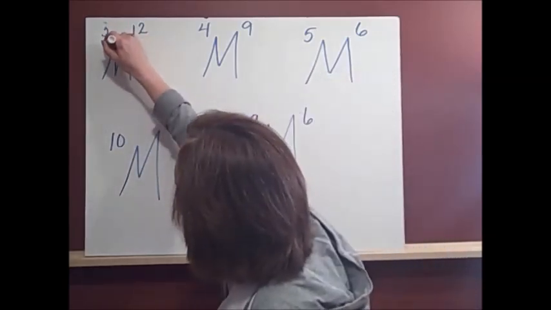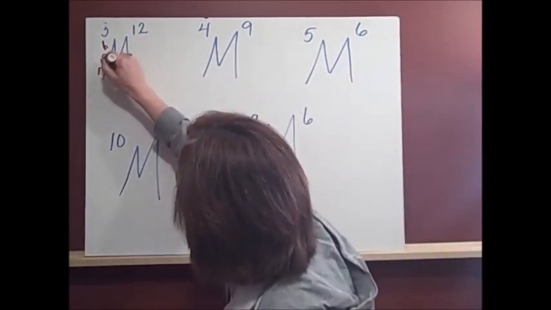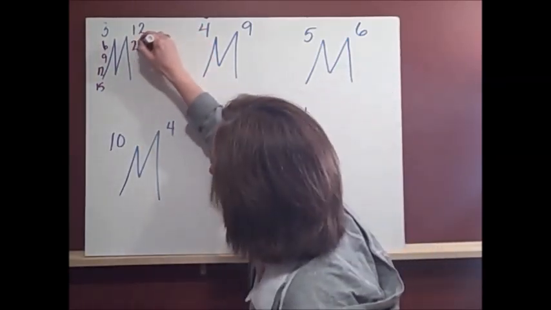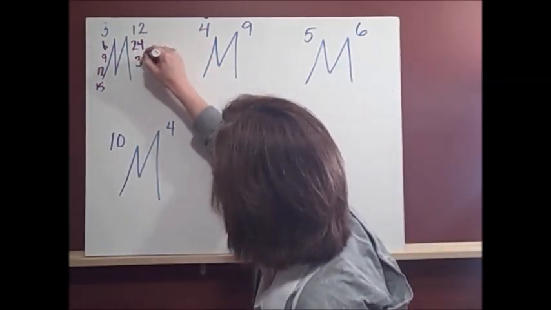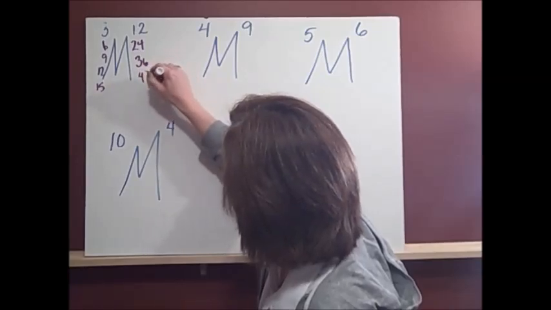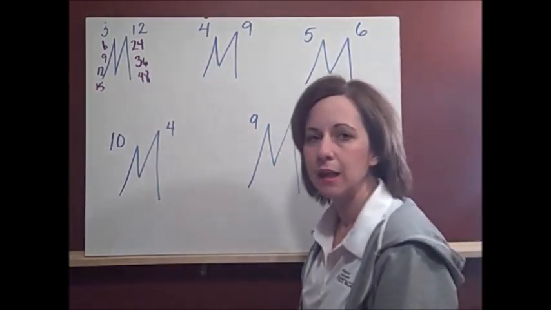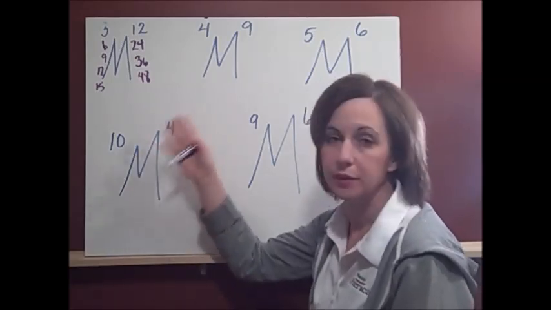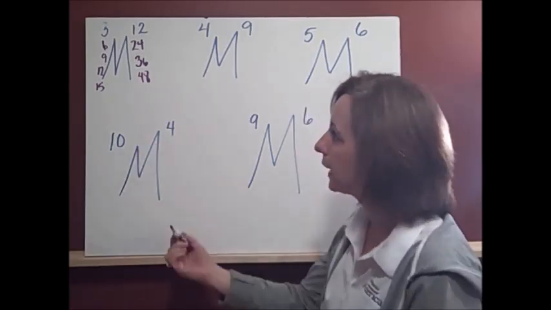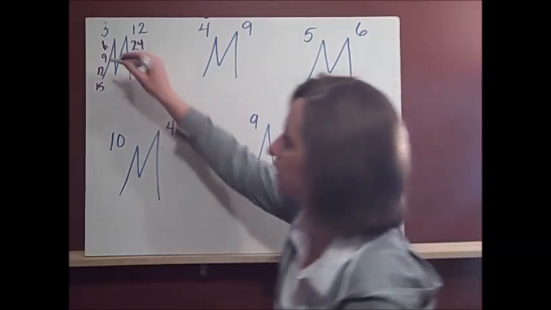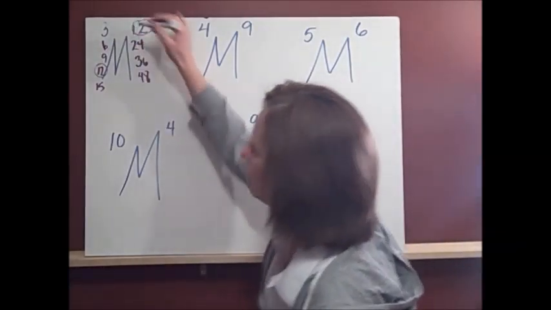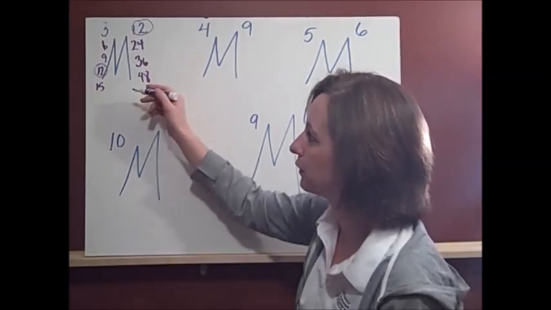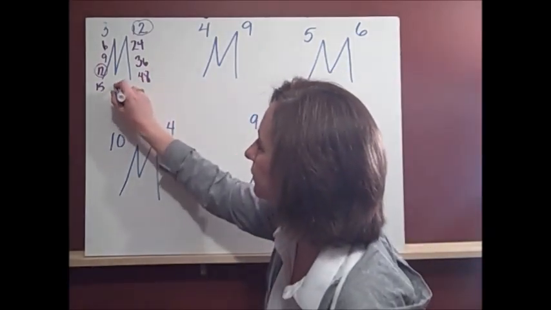So I would say 3, 6, 9, 12, 15. Count by 12s. 12, 24, 36, 48. There's not a point where you stop. Multiples go to infinity. But once you see that you have a number that shows up in both rows, you have found your LCM. So the smallest number that shows up in both of these rows is 12.